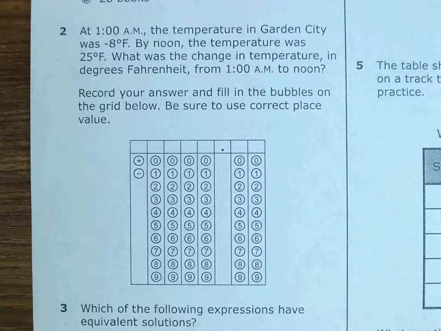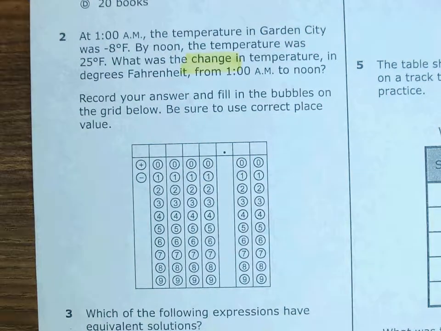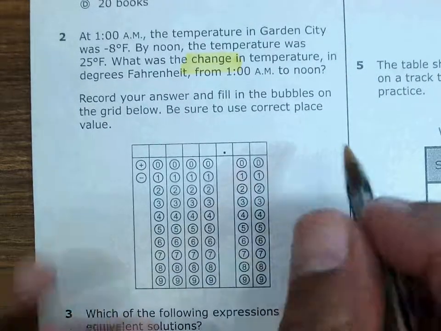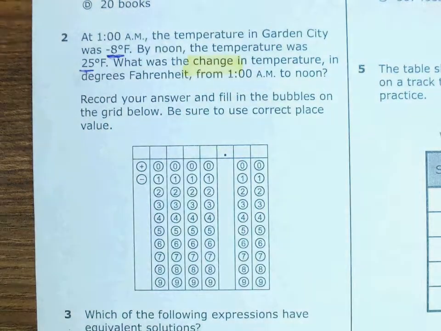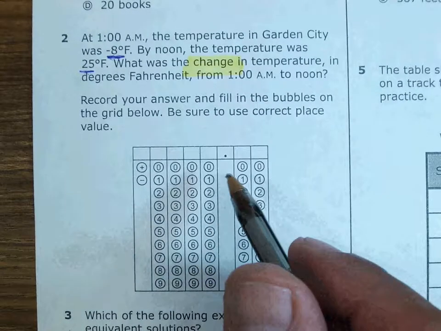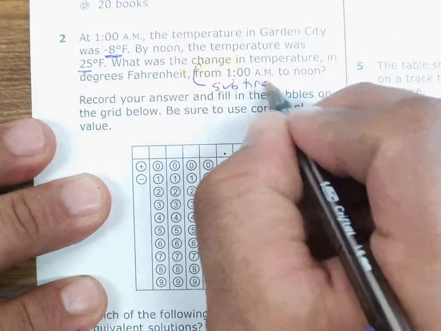to noon? Okay, so there's a key word here that means the operation I'm going to use. And the word that means an operation is this word, change. Okay, what was the change? Okay, and so we got to find out, okay, what was the change? Well, it went from -8 to a positive 25. So obviously it changed. Well, how much did it change?